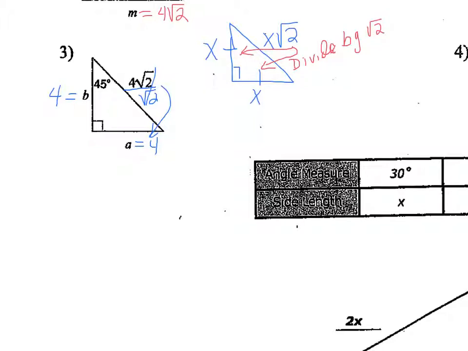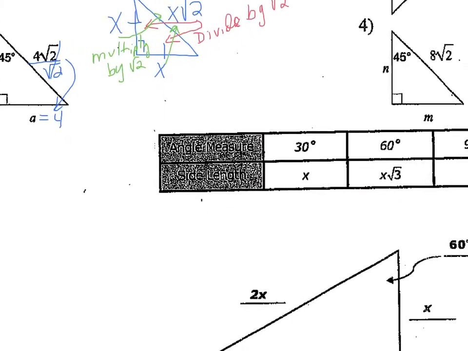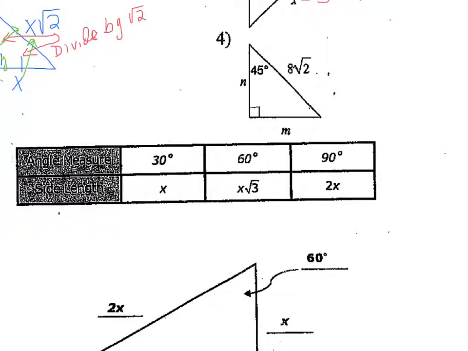And if you go the other way around, if you go from the leg to the hypotenuse, you multiply by square root of 2. So if you go from the leg to the hypotenuse, you multiply by square root of 2. If you go from the hypotenuse to the leg, you divide by square root of 2. So in example number 4, and that is very simple, right? What is n and what is m? n is going to be 8, and m is going to be 8, because it's supposed to be the same.